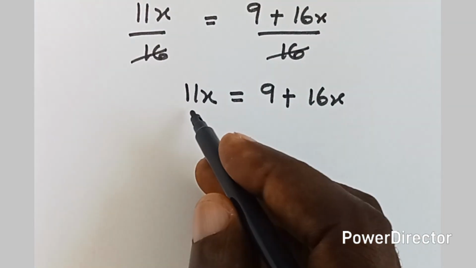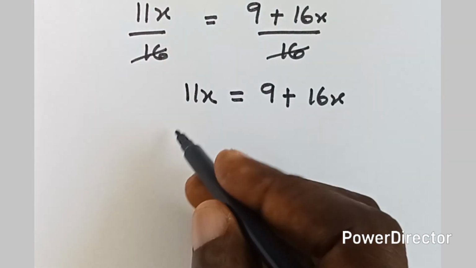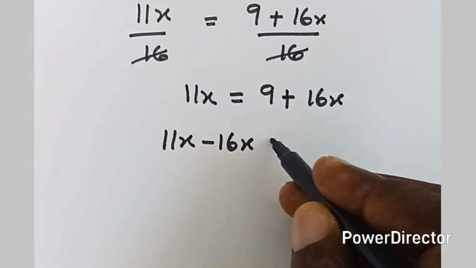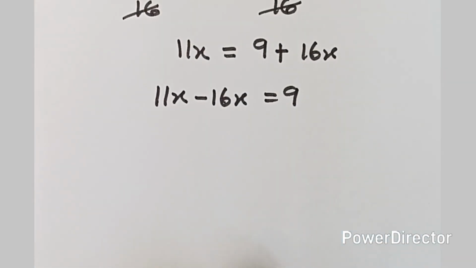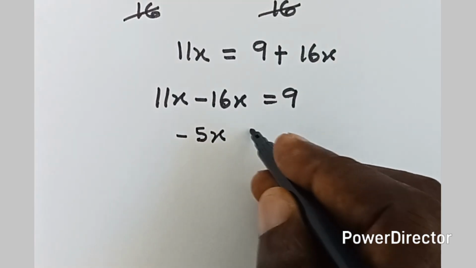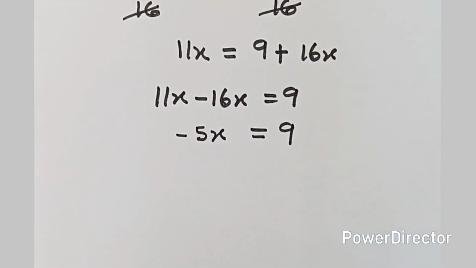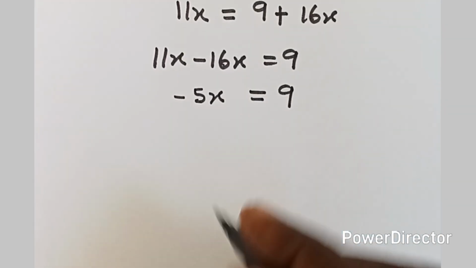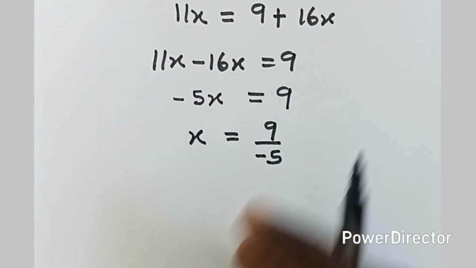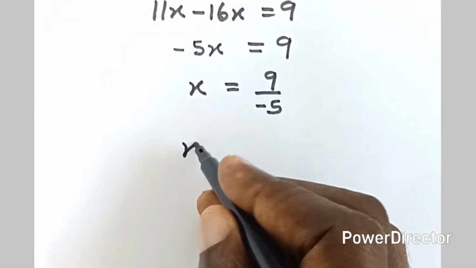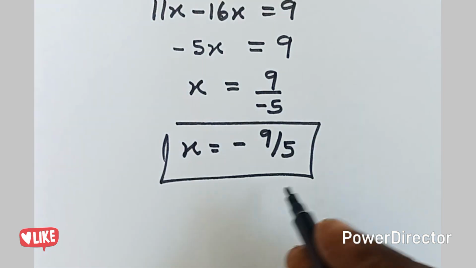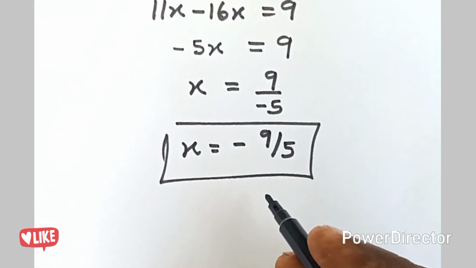Let's bring the 16x and 11x together, all right, because they are like terms. So we have 11x, move this plus 16x, it becomes minus 16x equals to 9. Okay, now 11x minus 16x will give us minus 5x. So minus 5x equals to 9. We then divide both sides by minus 5. So we have x equals to 9 divided by minus 5, and that's the same thing as x equals to minus 9 over 5. Okay, so this is the value of x. x equals to minus 9 over 5.